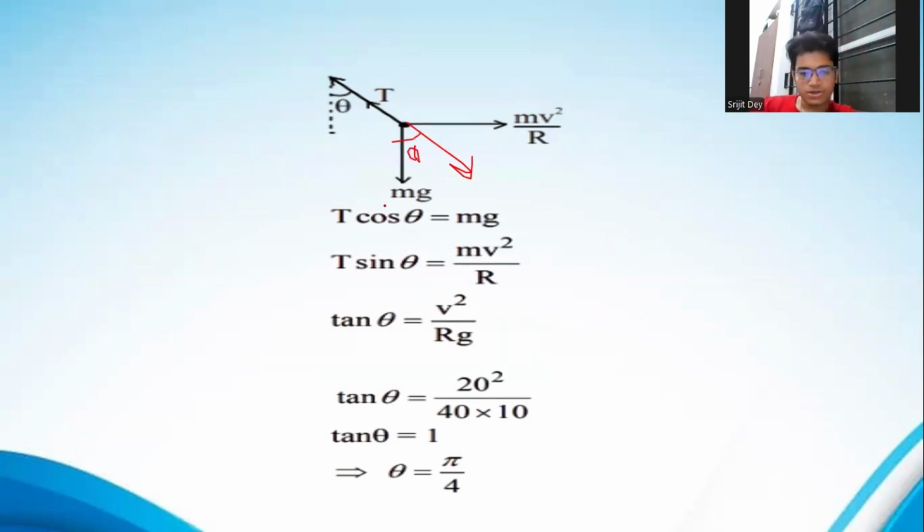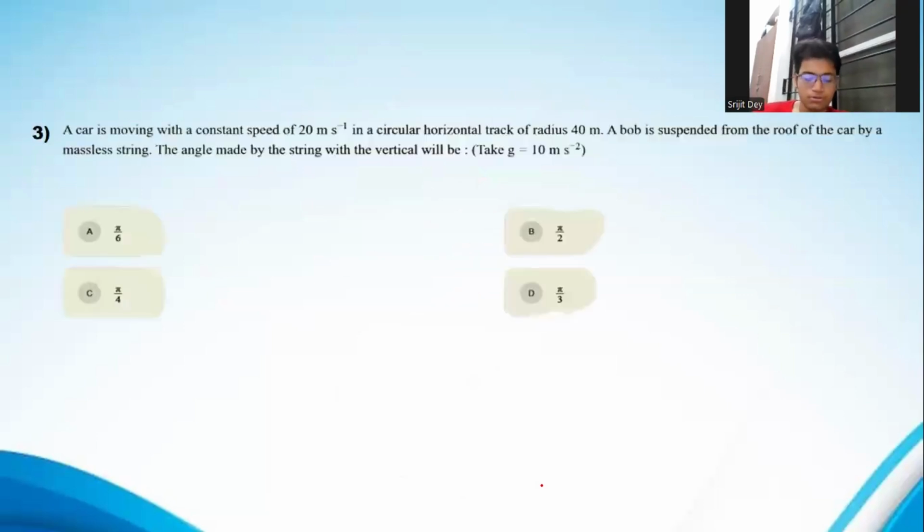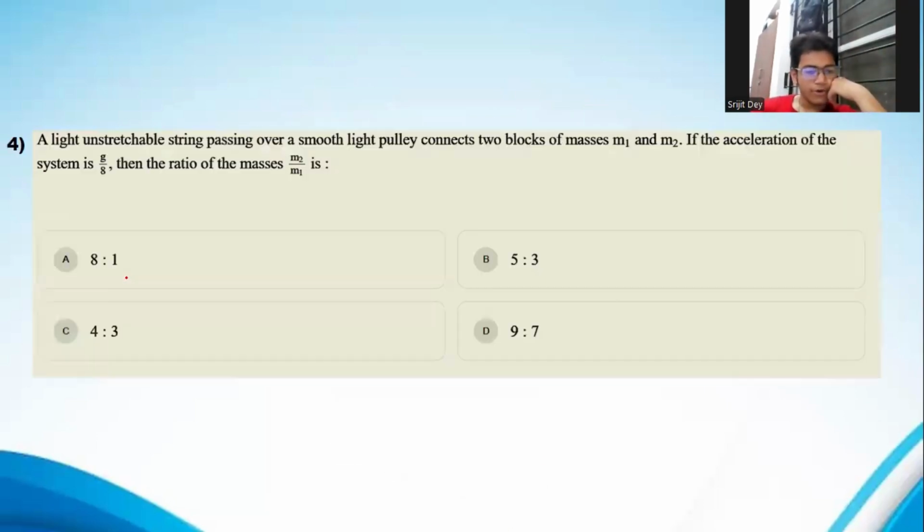So basically this is your mg, which is your T cos theta. And here your T sin theta is equal to mv square by r, which will be your centripetal acceleration term. So from there, you can get tan theta by dividing the two equations. So the answer is I right. Now moving on to the fourth question.